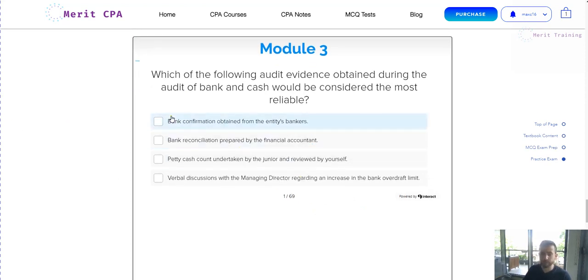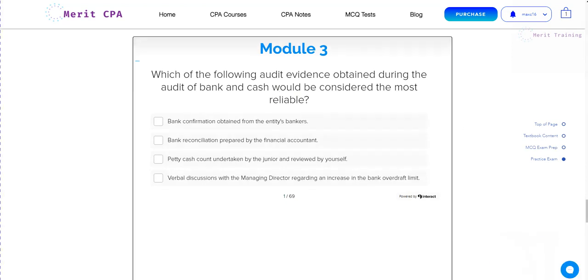Start Module 3. So the first question for Module 3 is: which of the following audit evidence obtained during the audit of bank and cash would be considered the most reliable? A. Bank confirmation obtained from the entity's bankers. B. Bank reconciliation prepared by the financial accountant. C. Petty cash count undertaken by the junior and reviewed by yourself. Or D. Verbal discussions with the managing director regarding an increase in the bank overdraft limit.